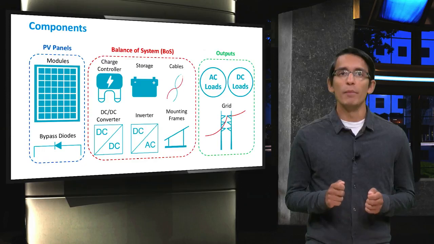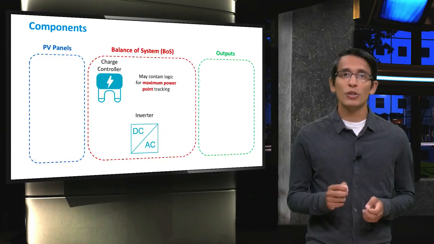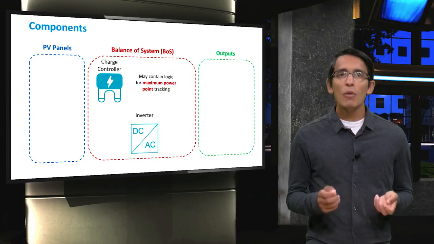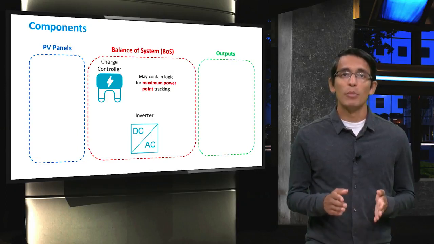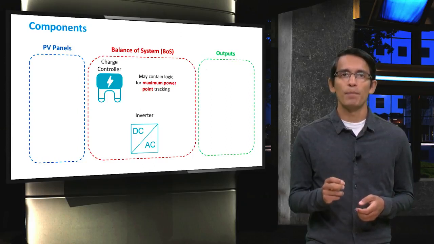Here you see the familiar layout of components of a PV system. Maximum power point tracking usually happens in the charge controller or the inverter. Later, I will explain how these components actually perform maximum power point tracking, but for now, you can just remember that these are the components that contain the logic for MPPT.